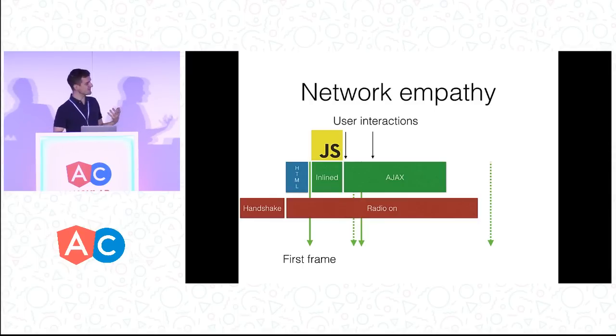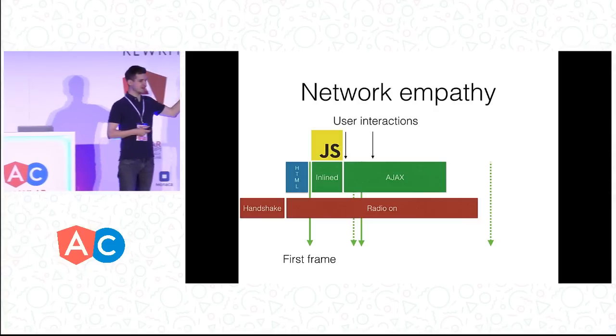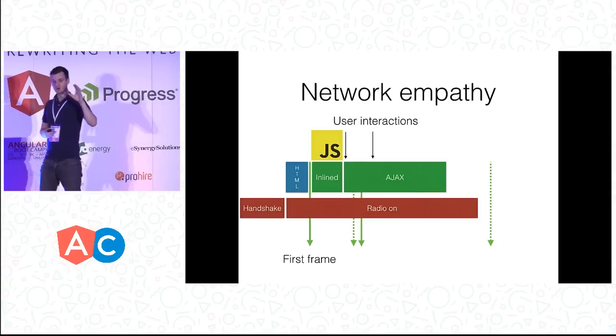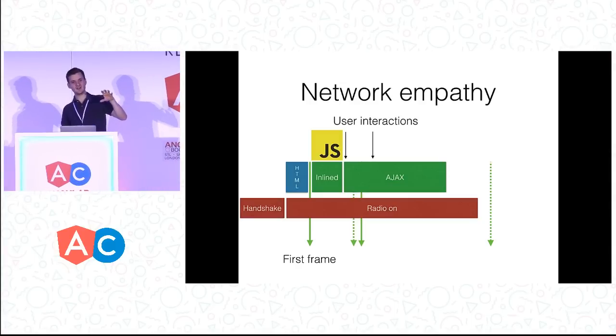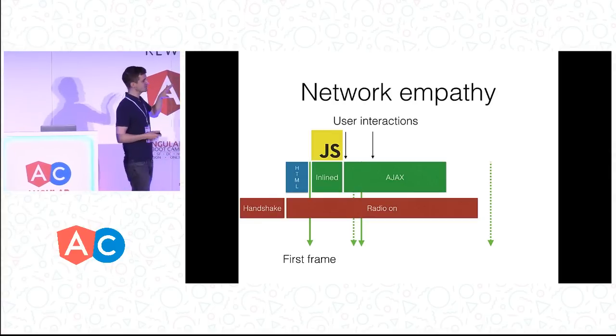If you start to have empathy with a 3G network, this is probably what you're going to end up with: a big chunk of pre-rendered HTML coming down to the device very, very fast, probably with some embedded data for the next interactions, probably with some inline styles, and some inline JavaScript to handle the initial bits and pieces.